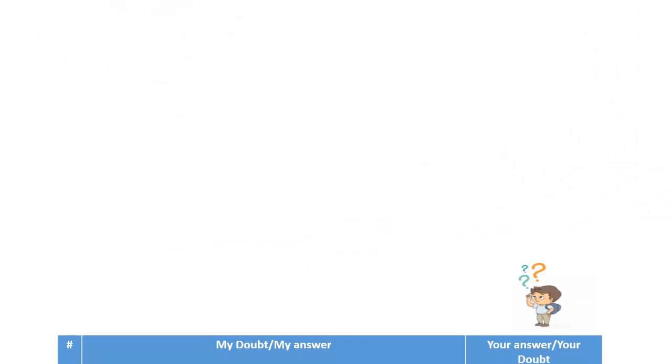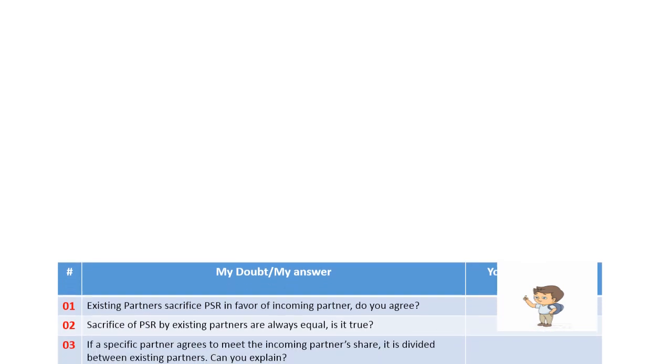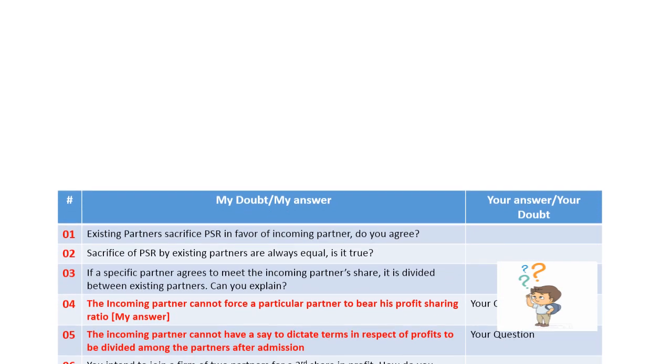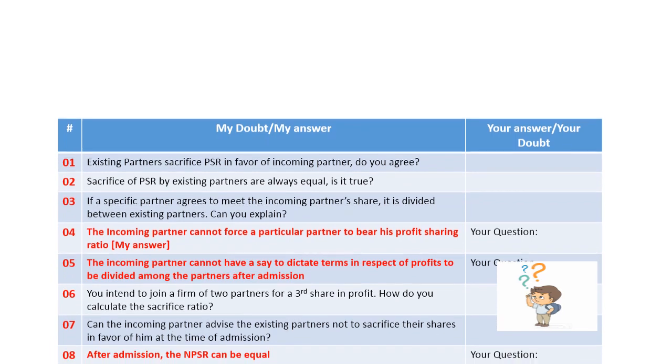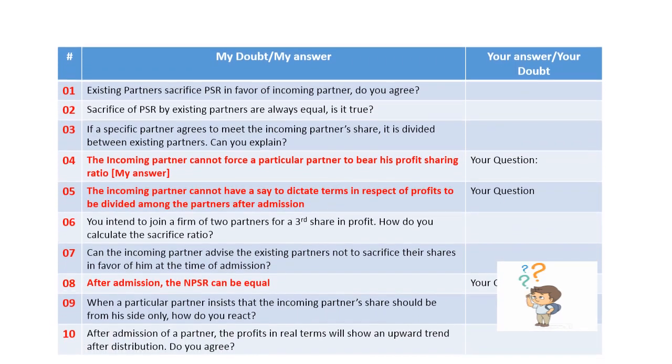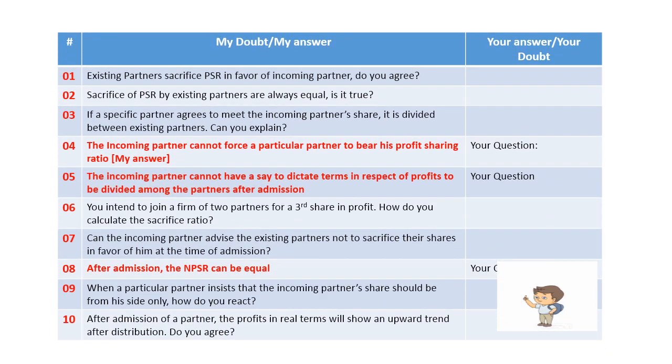Let us play some quiz. My doubt, my answer, your doubt. My question is, existing partners sacrifice PSR in favor of the incoming partner. Do you agree? Your answer. Sacrifice by PSR by existing partners are always equal. Do you agree? Your answer.